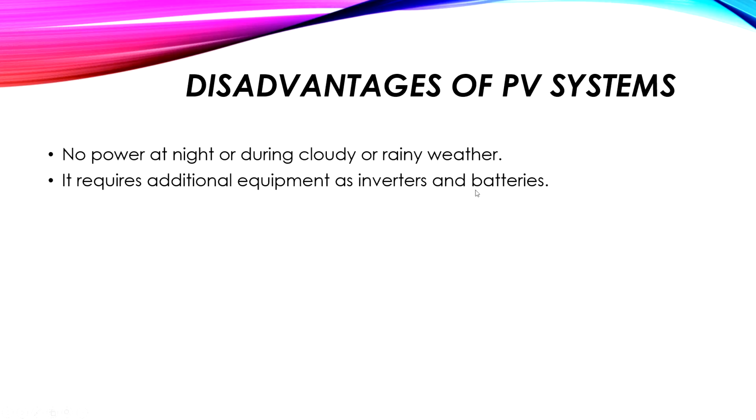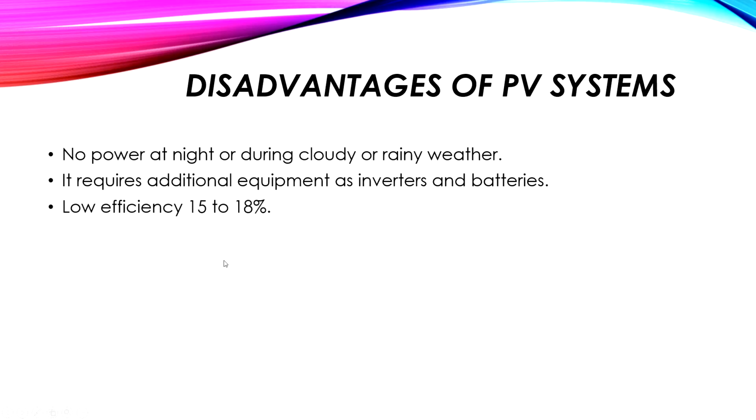It requires batteries in order to store the power during the day, to be used at night or during cloudy or rainy weather. Okay, the batteries are really expensive and represent a large percentage of the PV system cost, when we are talking, of course, about an off-grid system. Okay, and in this course we will discuss the difference between off-grid, on-grid and hybrid systems, of course.